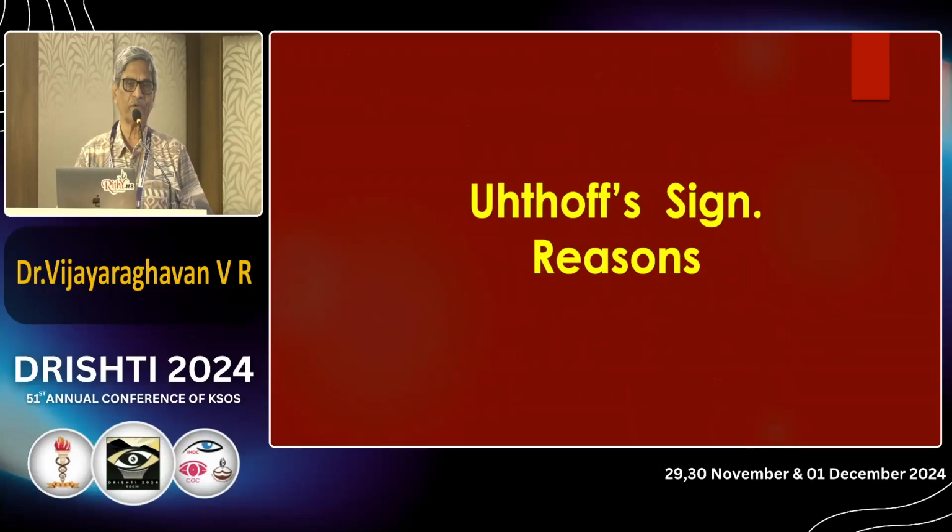Next is Uthoff's sign. When you increase the body temperature of a patient with a demyelinating problem, optic neuritis, multiple sclerosis, the vision may come down again. Suppose my vision is 6/24, it will come to 6/60. The reason is, there are so many reasons for Uthoff's phenomenon.